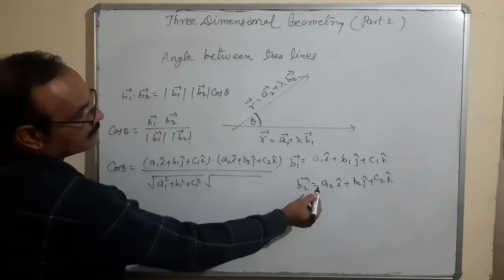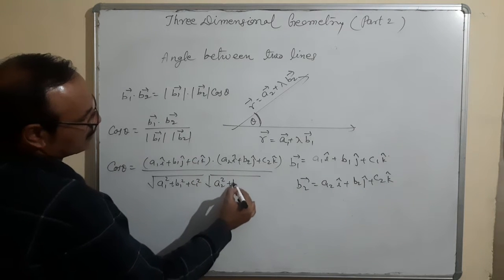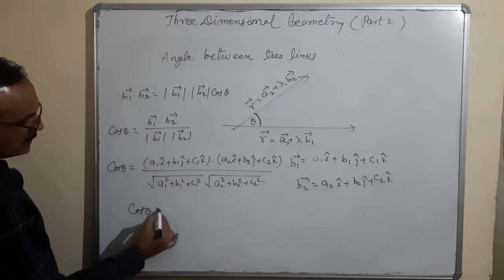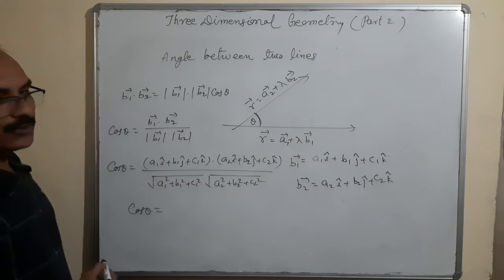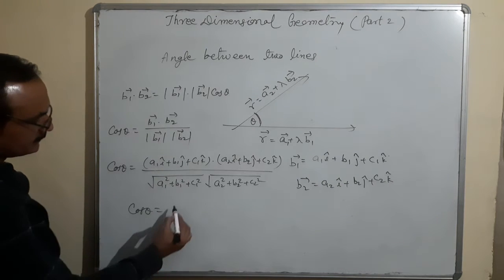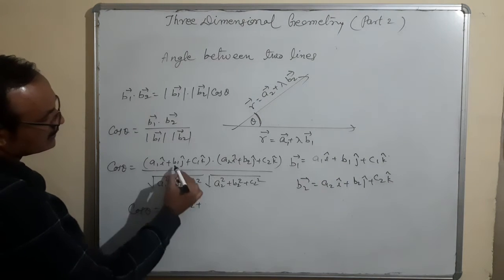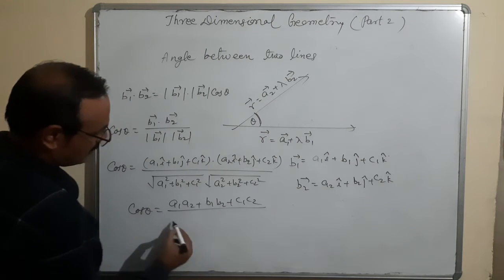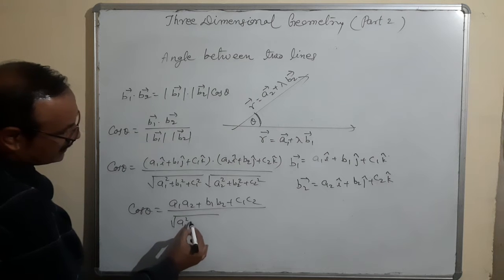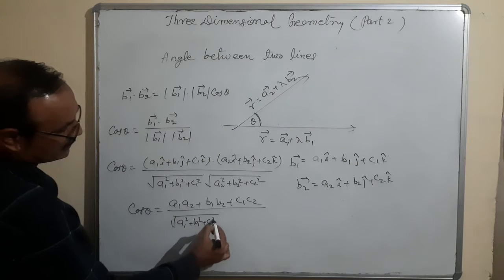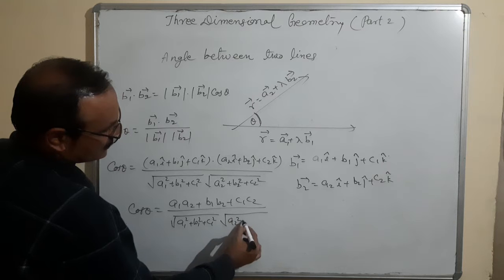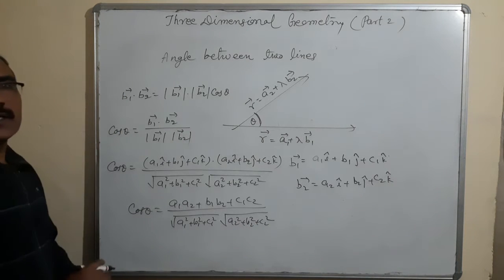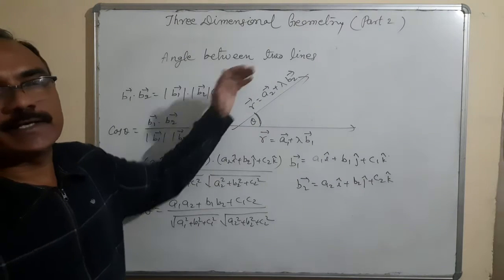Magnitude of b2: a2 square plus b2 square plus c2 square. So cos theta is equal to, when we use the dot product, a1 a2 plus b1 b2 plus c1 c2 upon under root a1 square plus b1 square plus c1 square, a2 square plus b2 square plus c2 square. What is it? This is the angle between two lines.